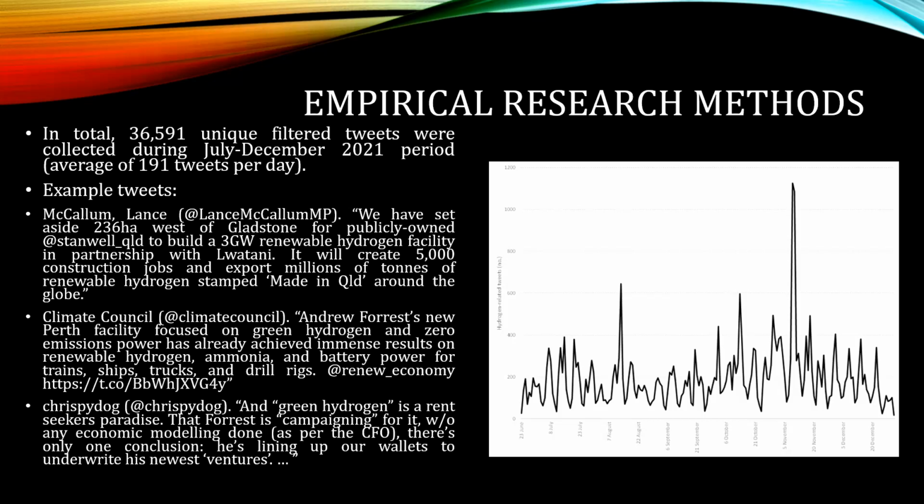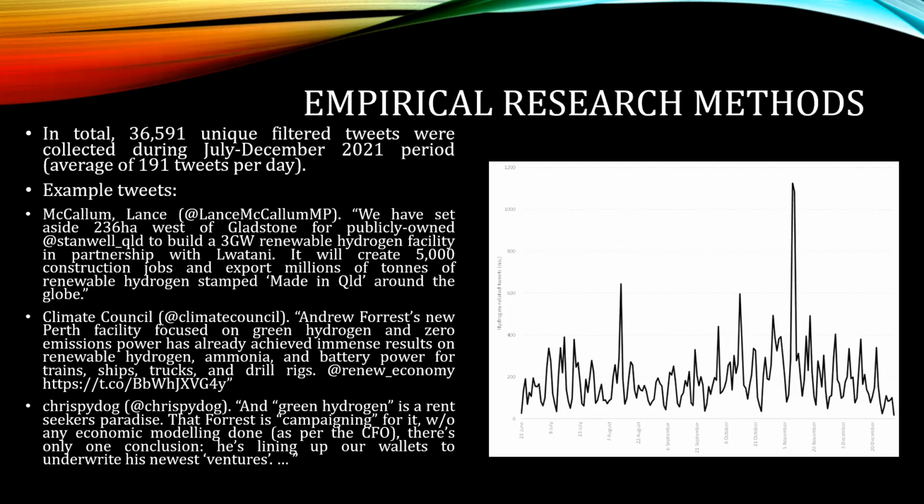What might be interesting for all of us is the final example tweet by some random person. I don't know who this person is, Crispy Dog, whoever that might be. And tellingly, I'll refer to the quote, the tweet by Mr. or Ms. Crispy Dogs reads as follows: green hydrogen, which has been advanced by Andrew Forrest, is a rent seeker's paradise. That Forrest is campaigning for it without any economic modelling. There is only one conclusion, according to this anonymous person, that Andrew Forrest, the advocate for hydrogen, is lining up our wallets to underwrite his newest ventures.